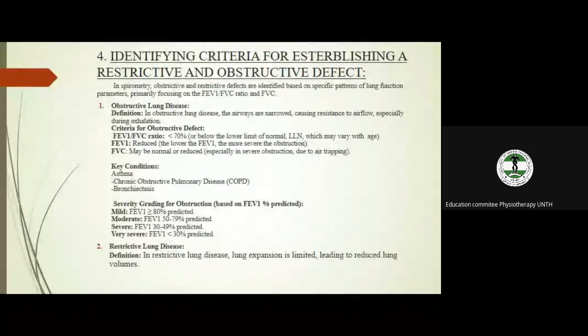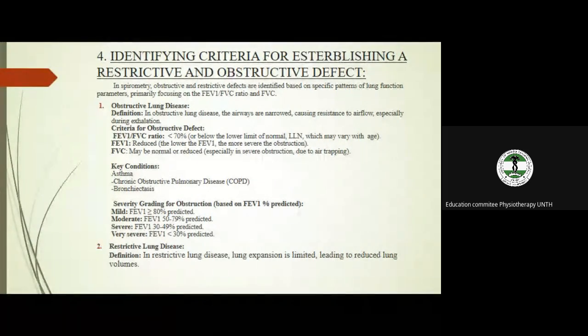Then criteria for obstructive defects: FEV1/FVC ratio less than 70% or below the lower limit of normal, LLN, which may vary with age. Then FEV1 reduced. The lower the FEV1, the more severe the obstruction. When you notice after spirometry that FEV1 is reduced, then you know that there's a severe obstruction in that patient. FVC may be normal or reduced, especially in severe obstruction due to air trapping.